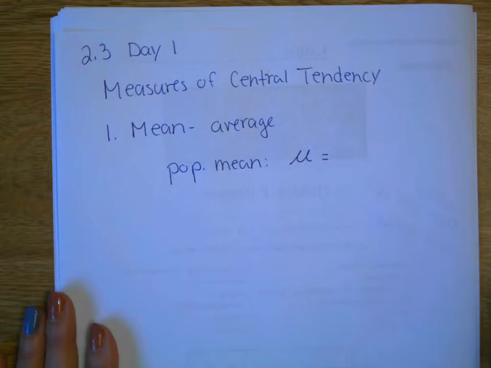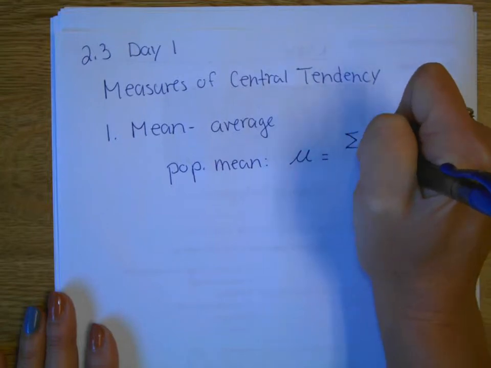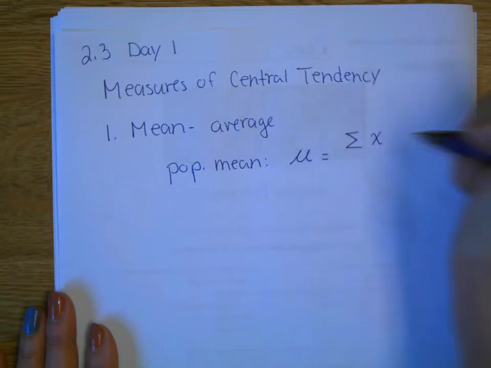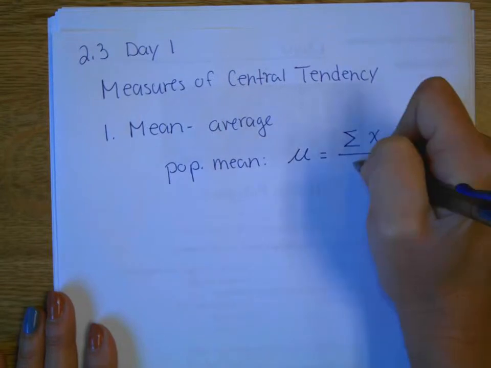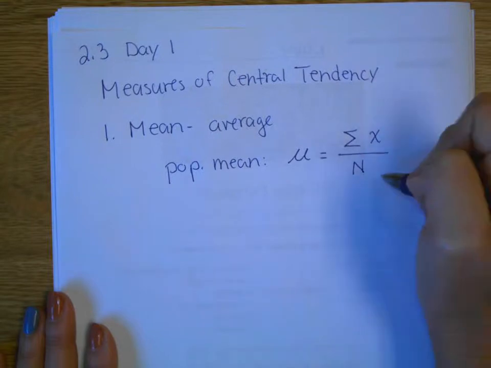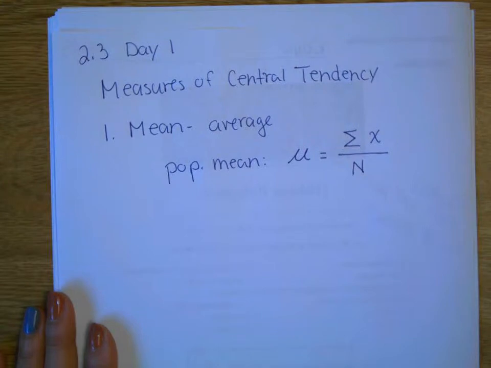And how do you get an average? What do you do? Add them all together and then divide by how many. Remember the Greek symbol that says add them all up from advanced algebra? Sigma. Add up all of your x's. Is something going to be under that? Yep. Divide by the number in the population. So add up all your x's, and N is the number in the population.